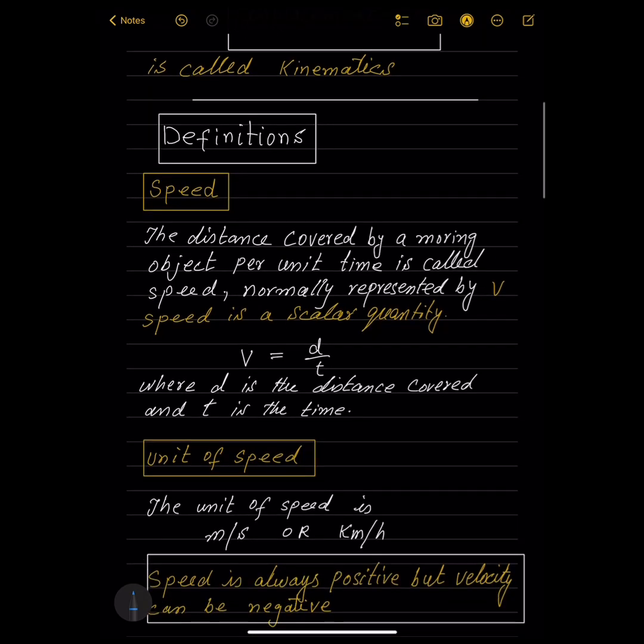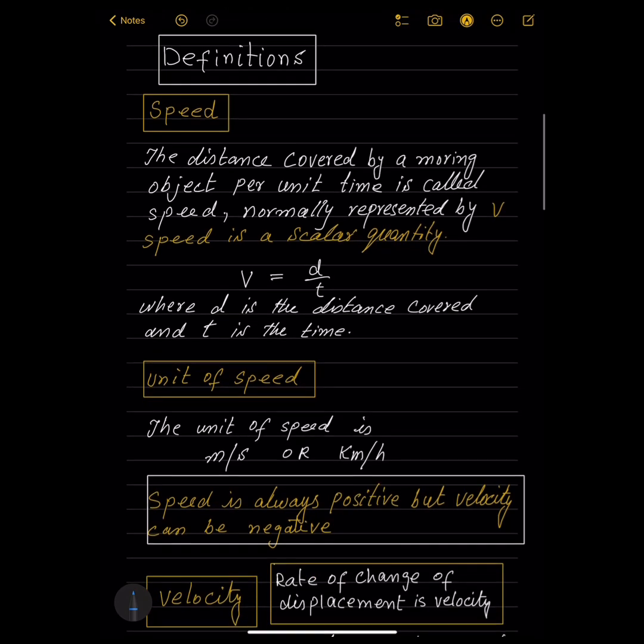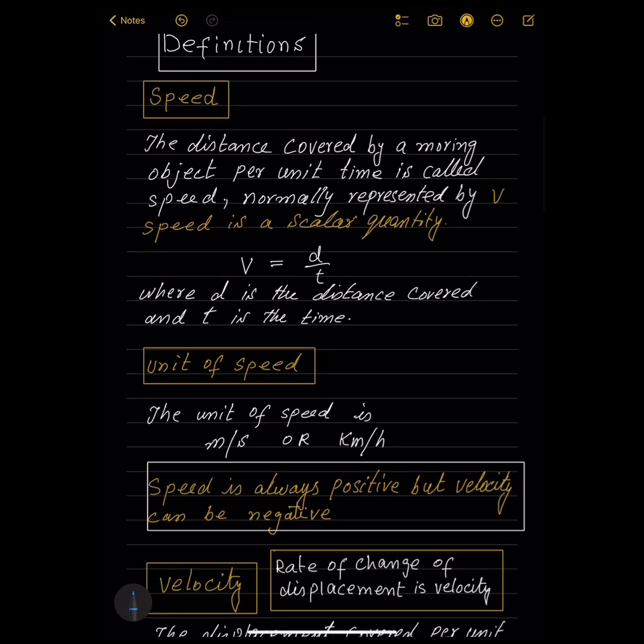इसके बाद है units or unit of speed. Unit of speed is meter per second या kilometer per hour. These are the standard units. And speed is always positive, while velocity can be negative. Speed जो है हमेशा positive होती है, velocity जो है that may be negative.